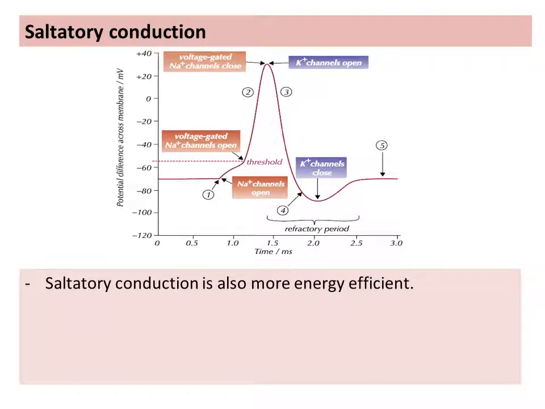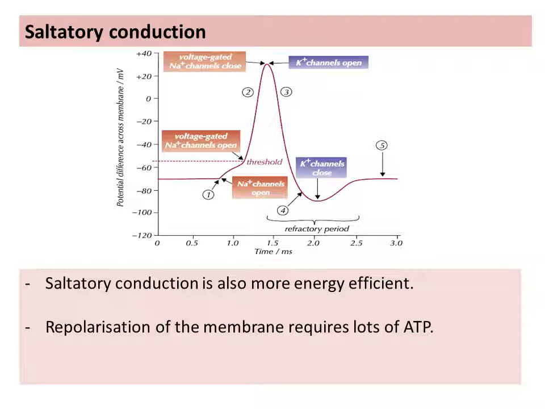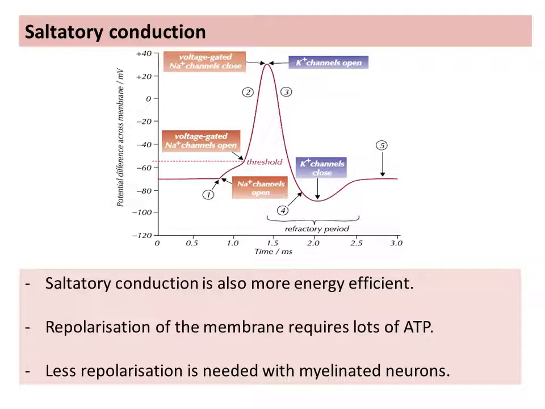The other value of saltatory conduction, not only is it very fast, but it's also very much more energy efficient. Wherever you have the movement of sodium and potassium ions using the protein pumps, it's going to require quite a lot of ATP to move them against their concentration gradients, because this of course is active transport. So of course that requires energy. So if you only have to set up a resting potential in the positions of the nodes of Ranvier, then it's going to mean you're going to need to use less energy to do that. And you also need less repolarization with the myelinated neurons.